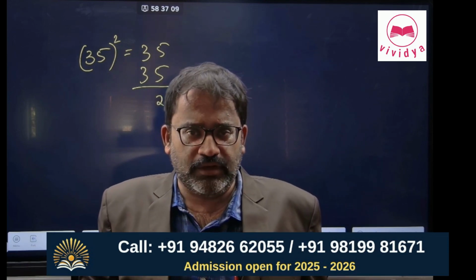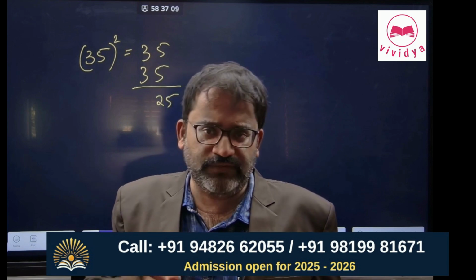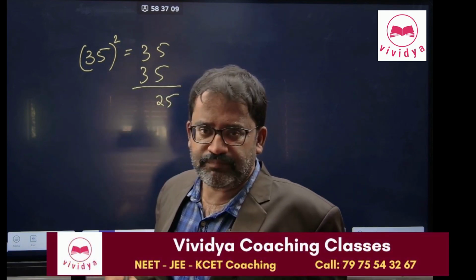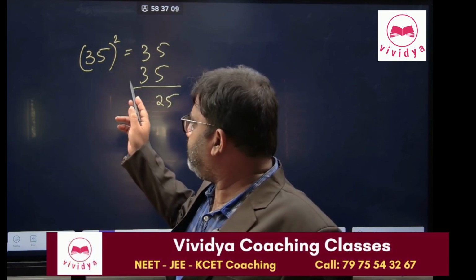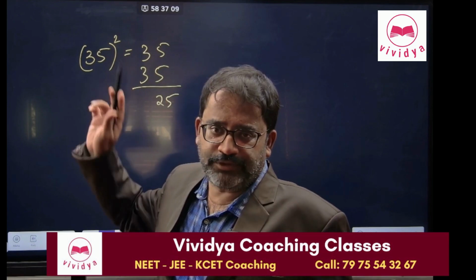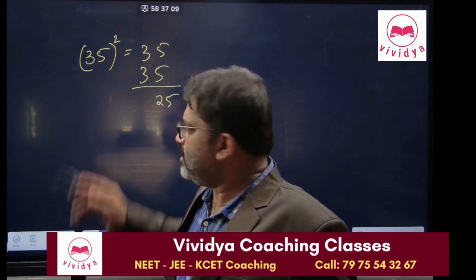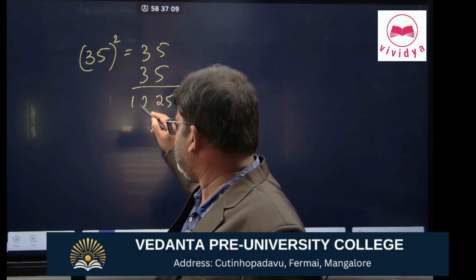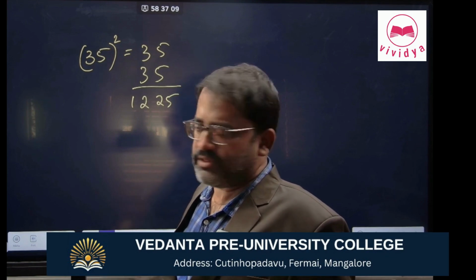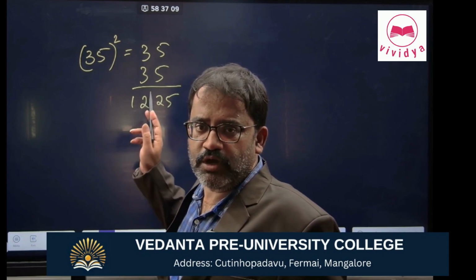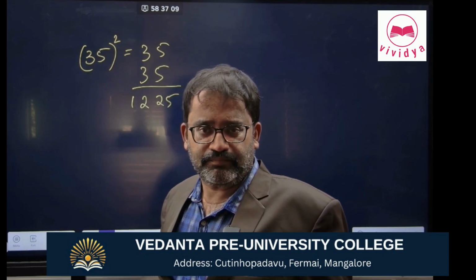To find out the first two digits of the product, we will add 1 to this 3 and then multiply it with the above 3. So 1 plus 3 gives me 4, dear friends. 4 times 3 gives me 12. So that means 35 square will give us 1225. I think this is clear to you.